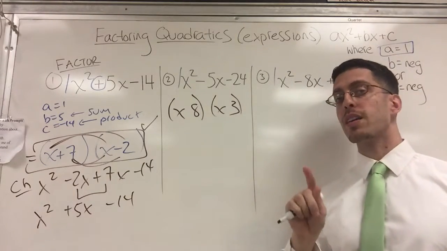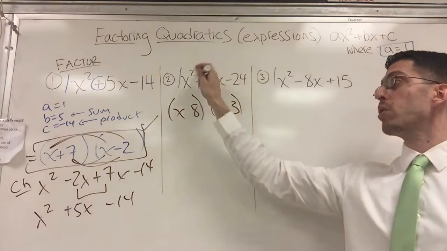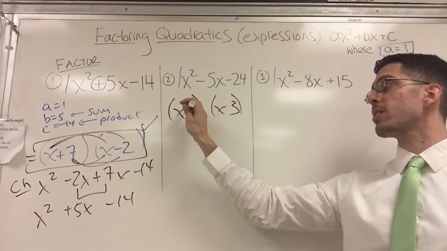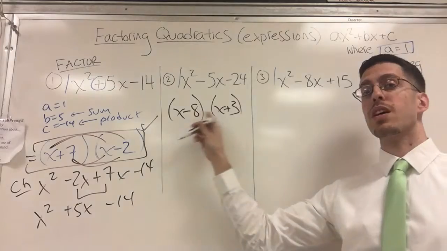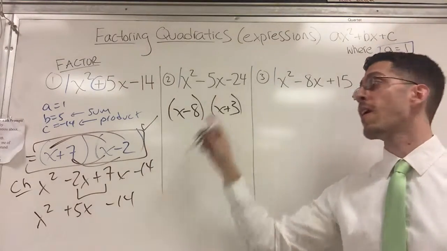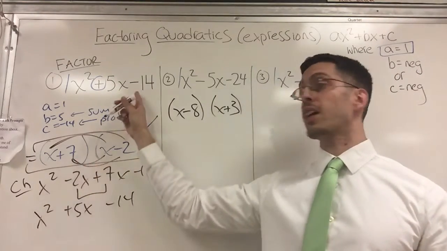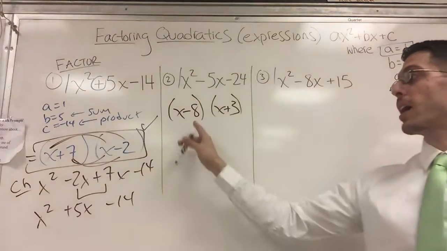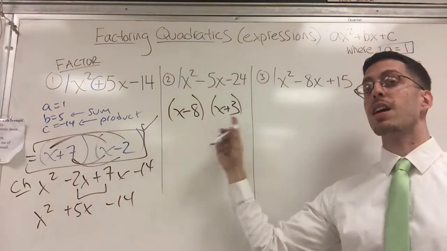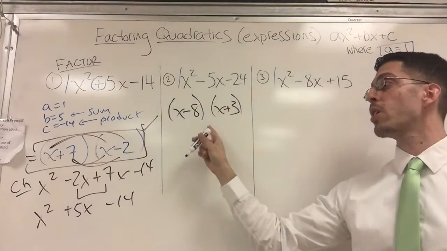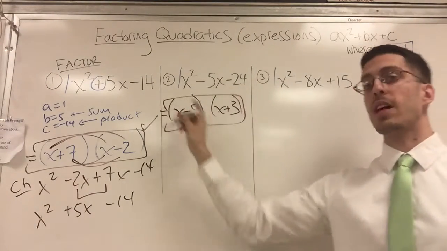Not if you're subtracting. Be careful. Look, the middle sign is negative, so the bigger number gets the middle sign. That's negative, that's positive. They have to be different signs to get a negative 24. They had to be different signs to get a negative 14. Okay? And negative 8 plus 3 gives me negative 5. Negative 8 times 3 gives me negative 24. Those are my factors. You can check that one on your own.